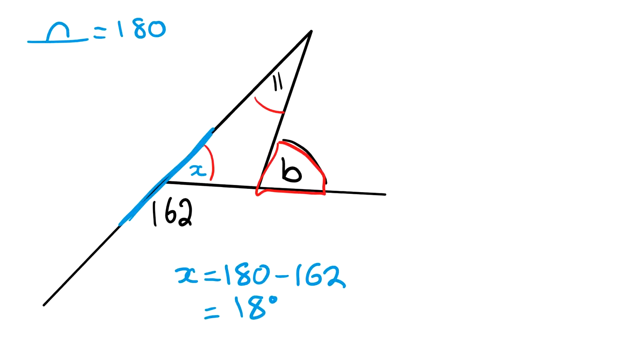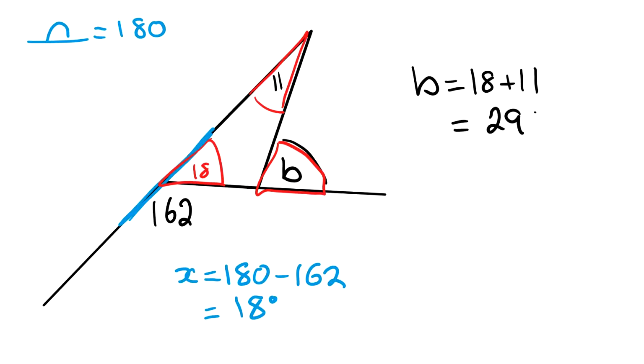Now that I've got that, I can actually go back in there and I can get rid of that X, and I can change that to 18 degrees. Now I have the two angles that I need. I've got this angle and this angle, which are my two interior opposite angles. So now I can go B equals 18 plus 11, which is 29 degrees. So sometimes you need to look for alternative ways and use your skills that you've developed along the way to find out what your B is.